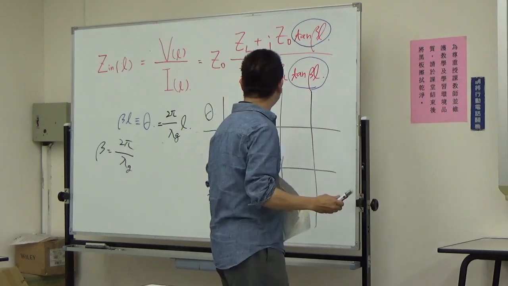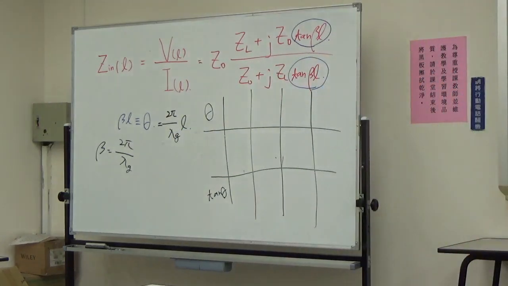There are 4 spatial positions of theta. 0, and we don't know the value, but for this point, the tangent theta is infinite, either positive or negative. In this, it is pi over 2, and this is pi, and this is 3 pi over 2, and this is 2 pi.